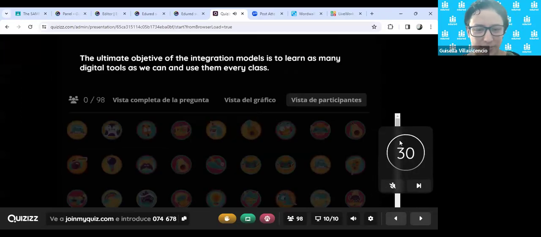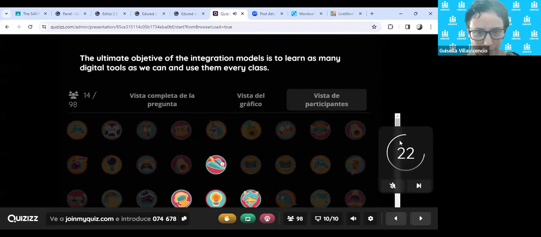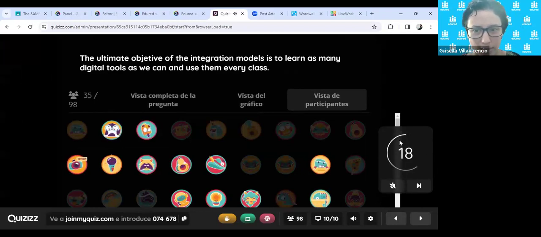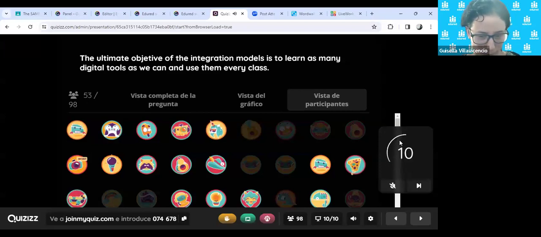Here we see. The ultimate objective of integration models is to learn as many new tools as we can and use them every single class. Is that true or false?